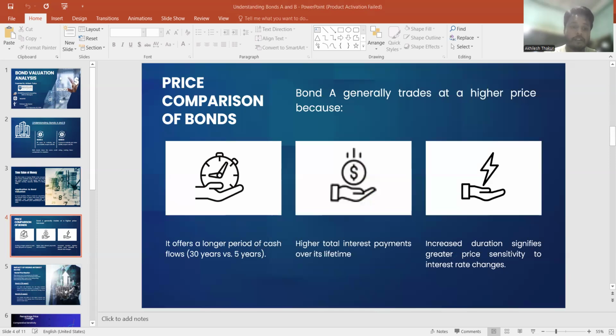Price comparison of bonds. So bond A usually trades at a higher price because it pays interest for a longer time, like 30 years, compared to bond B, that is 5 years. More years of interest payments mean bond A generates more total interest over its lifetime. So investors are willing to pay more for it. However, a longer time to maturity also means bond A is more affected by changes in interest rates, which makes it riskier compared to bond B.